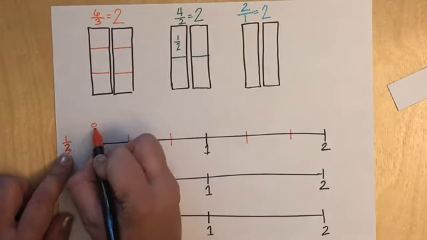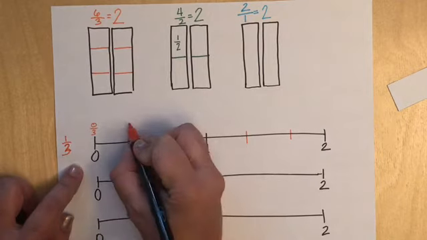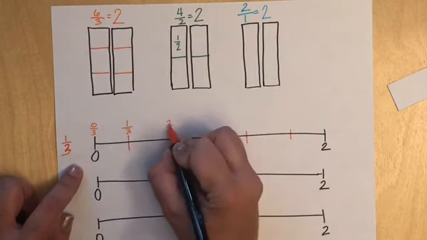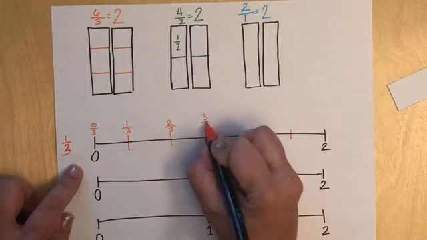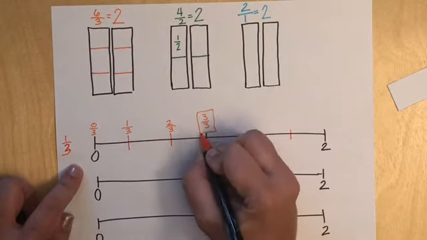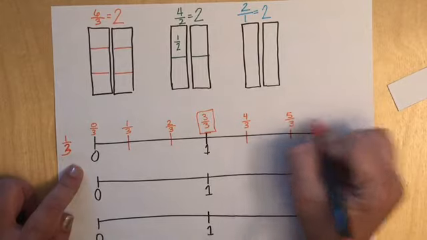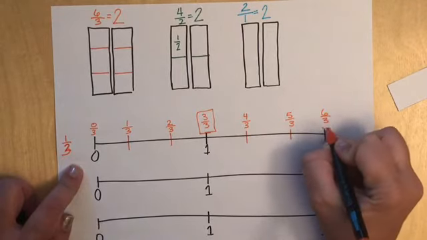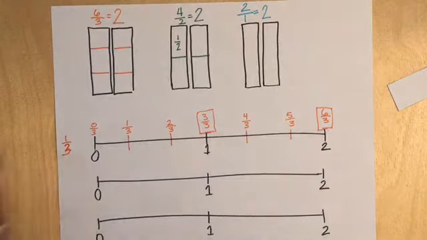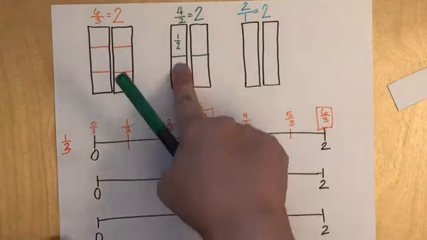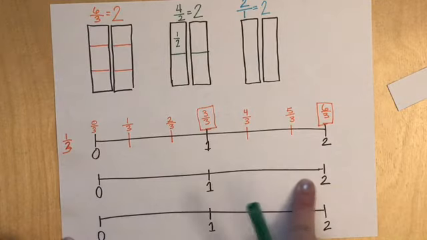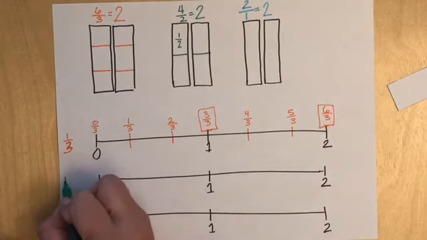All right, you should have done 0 thirds, 1 third, 2 thirds, 3 thirds, or 1 whole, so we'll box that in, 4 thirds, 5 thirds, 6 thirds, or 2 wholes. How did you guys do? All right, let's do our halves on this number line. Go ahead and try that. Press pause and press play when you're done.